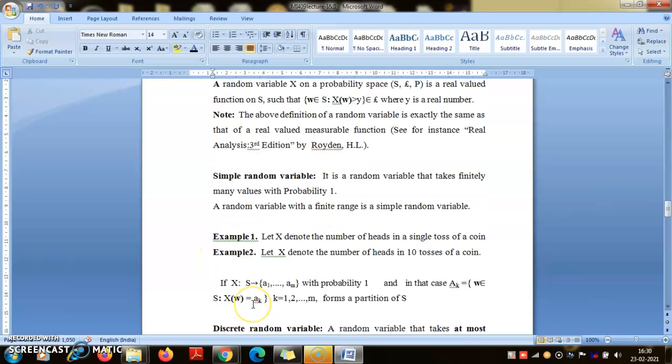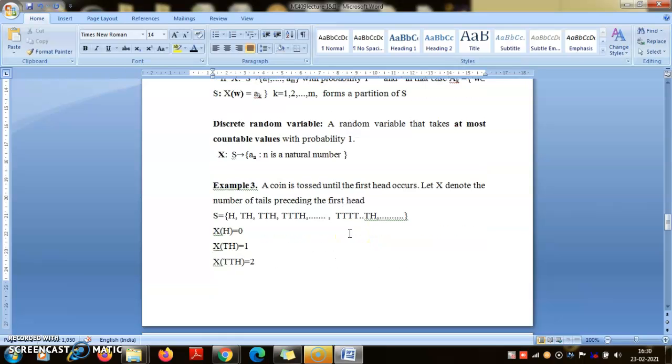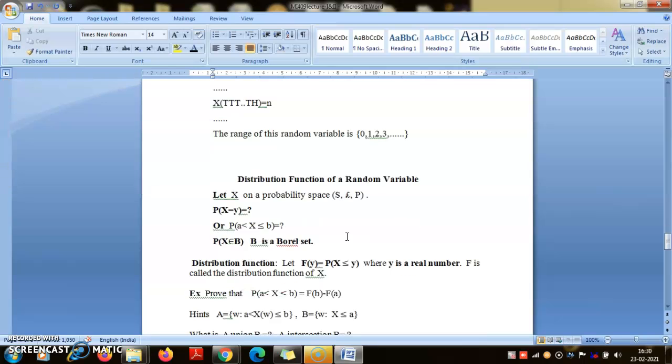So this is the idea. Random variables are real valued measurable maps. Simple random variables are real valued random variables where the range is finite with probability 1, and countable random variables or discrete random variables are those where the range is a countable set with probability 1.